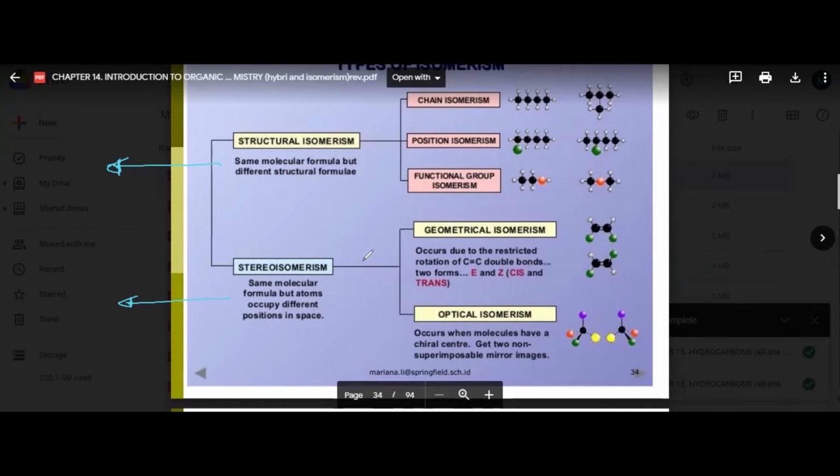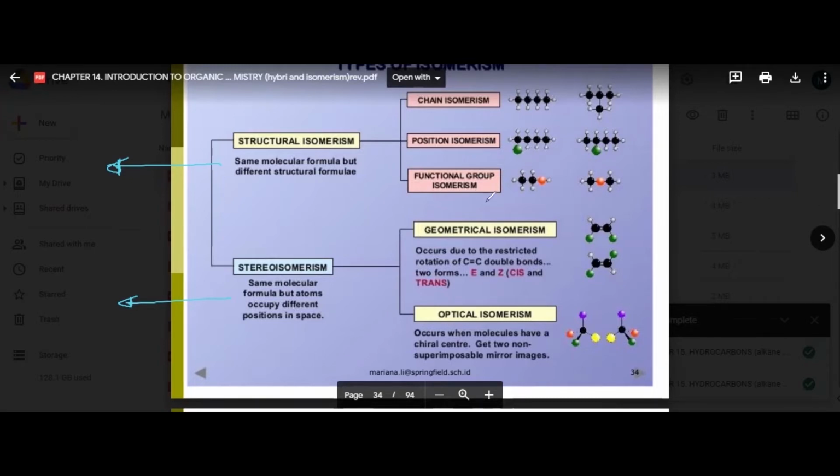And what is stereoisomerism? Molecules with the same molecular and structural formula, but different arrangements of atoms in space, or different arrangements in 3D space. You can also say it like that. I repeat once again, stereoisomers are molecules with the same molecular and structural formula, but different arrangements of atoms in space. So, done with the definition?